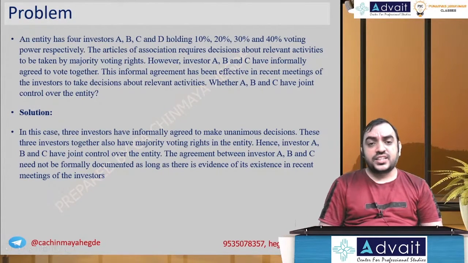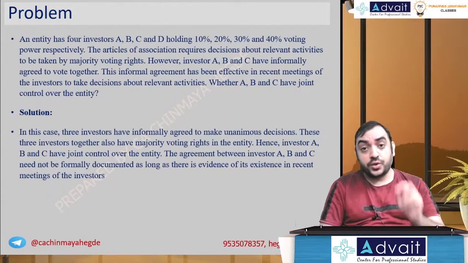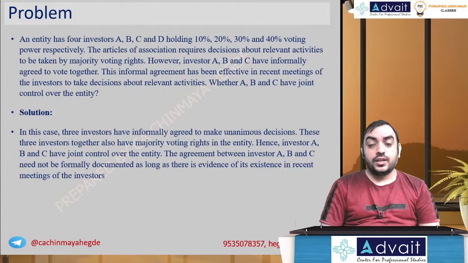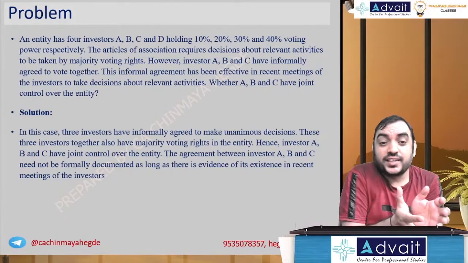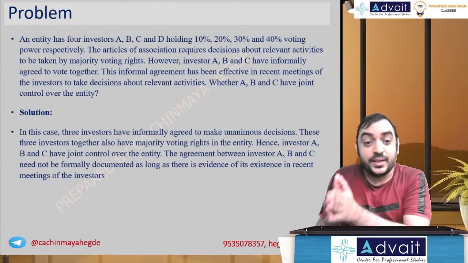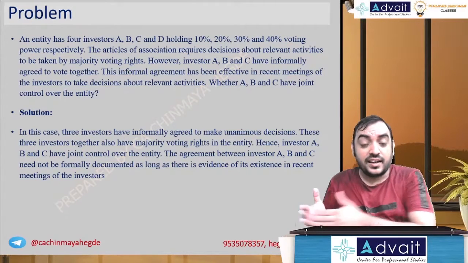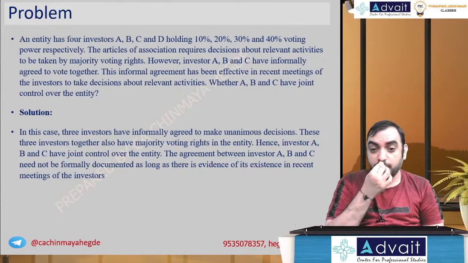An entity has four investors A, B, C, D holding 10, 20, 30, 40 voting rights respectively. Articles require a decision about relevant activities taken by majority of the voting rights. However, investors A, B, C have informally agreed to vote together. This informal agreement has been effective in recent meetings of the investors, taking the decisions of the relevant activities. Whether A, B, C have a joint control.